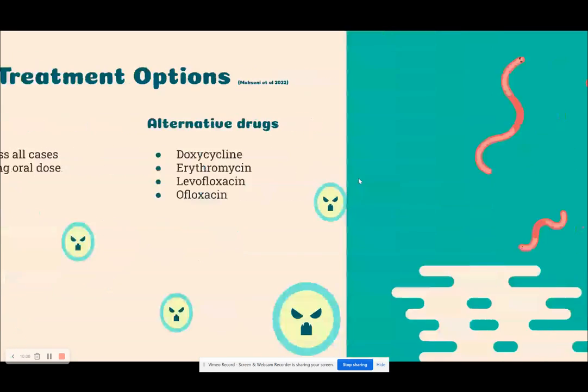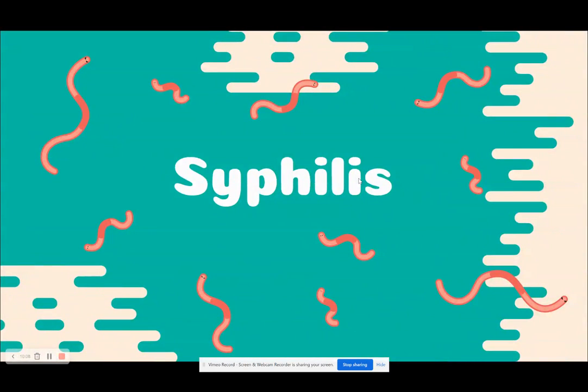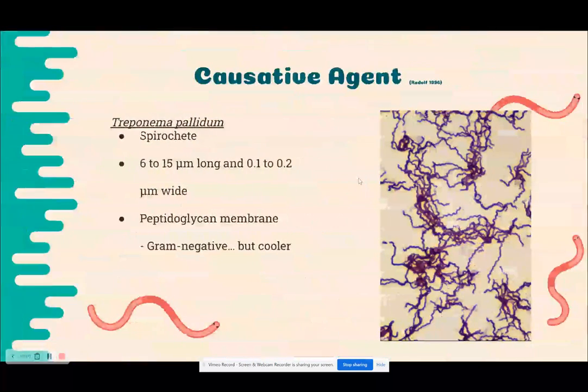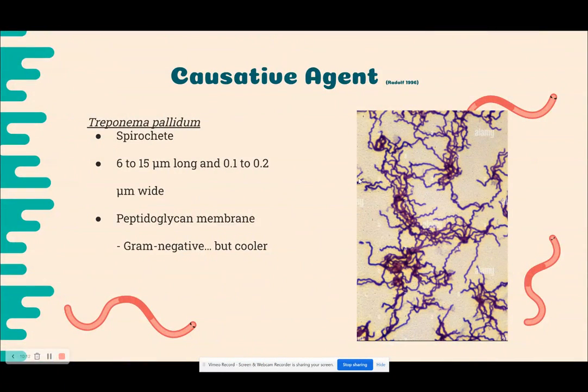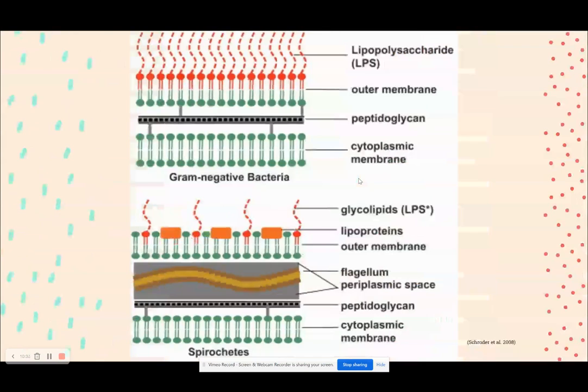And this leads us to our final disease of the day, syphilis. Syphilis is caused by Treponema pallidum. My apologies. This long, slender spirochete is a gram-negative bacteria. It is unable to live outside the body for long periods of time, so it can only be contracted through direct contact. As previously mentioned, this is a spirochete.